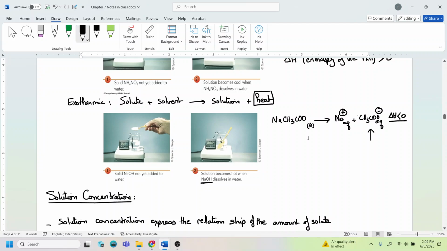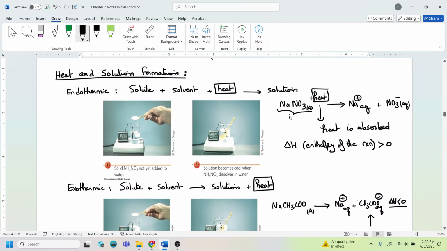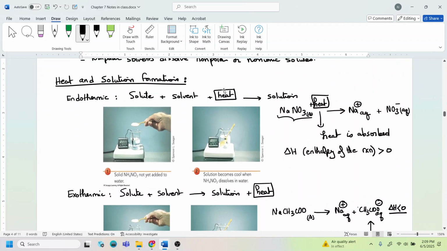So the bottom point here is that exothermic reactions do release heat, and the enthalpy of the reaction is negative. Endothermic reactions do absorb heat, and the enthalpy of the reaction is going to be positive.